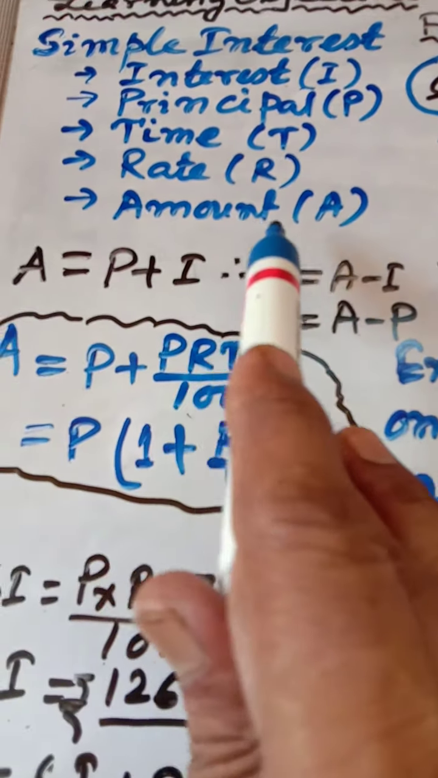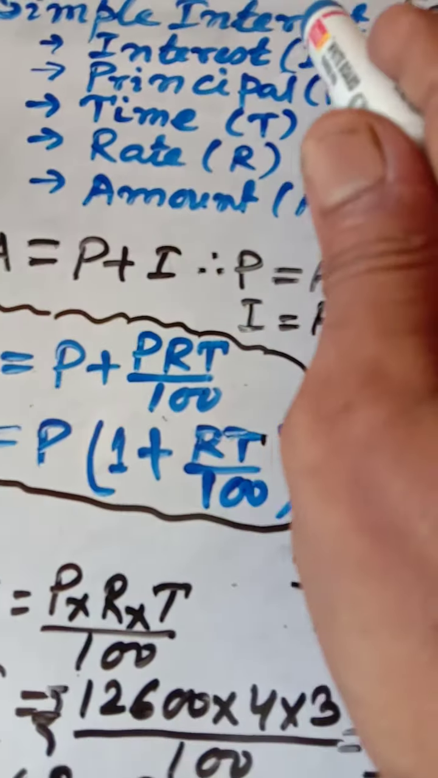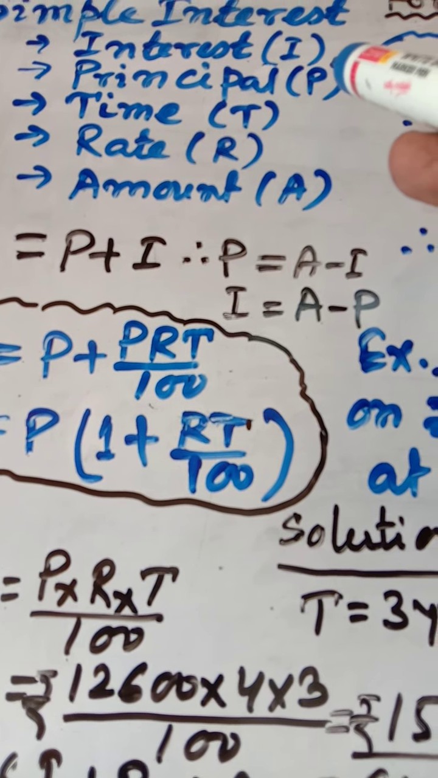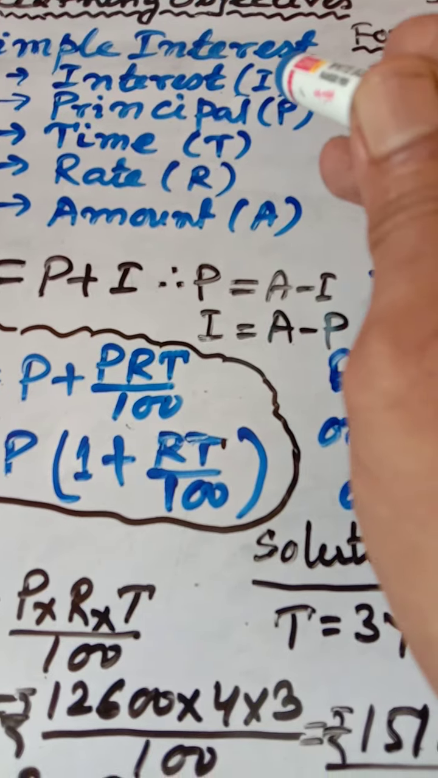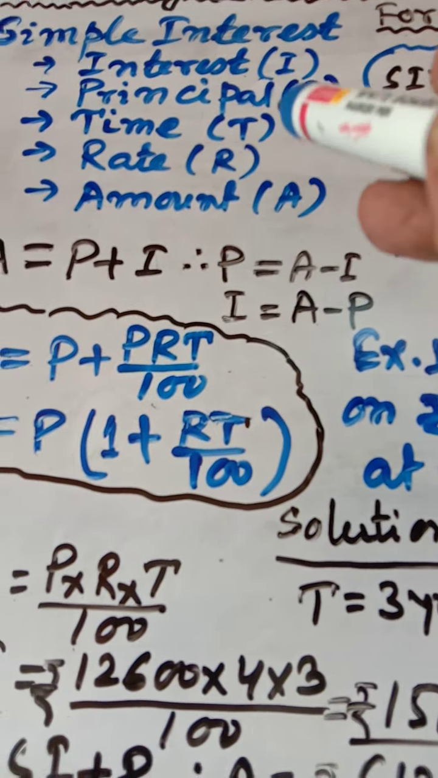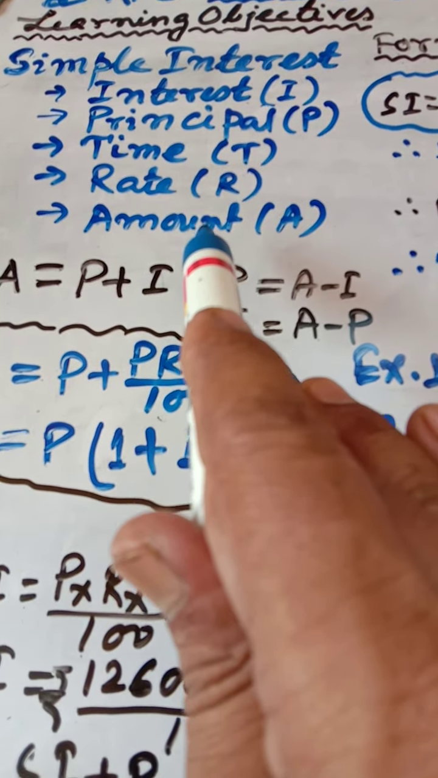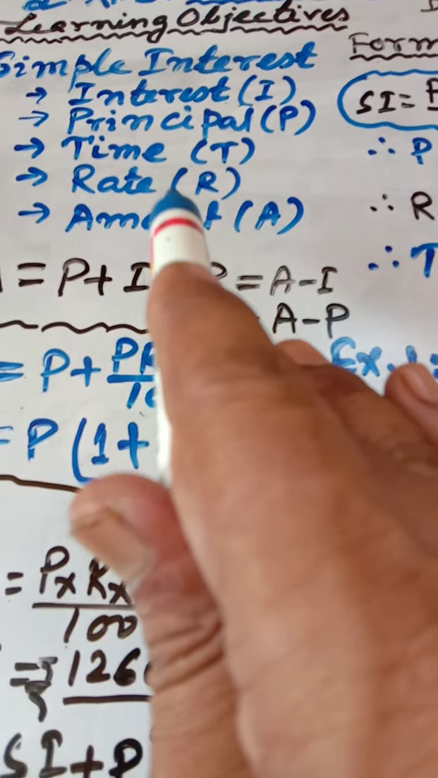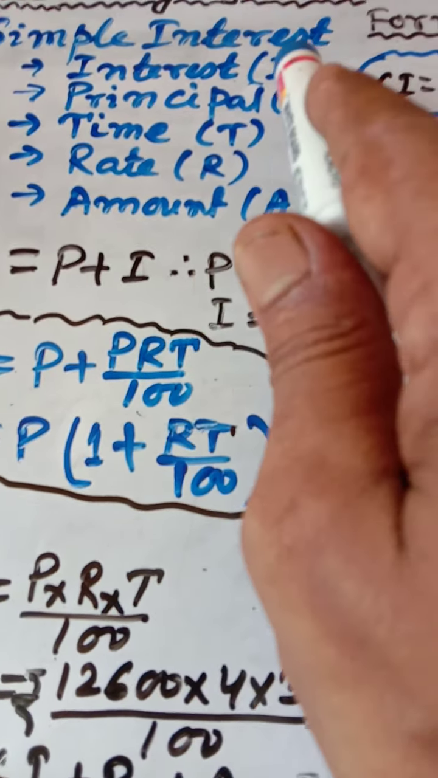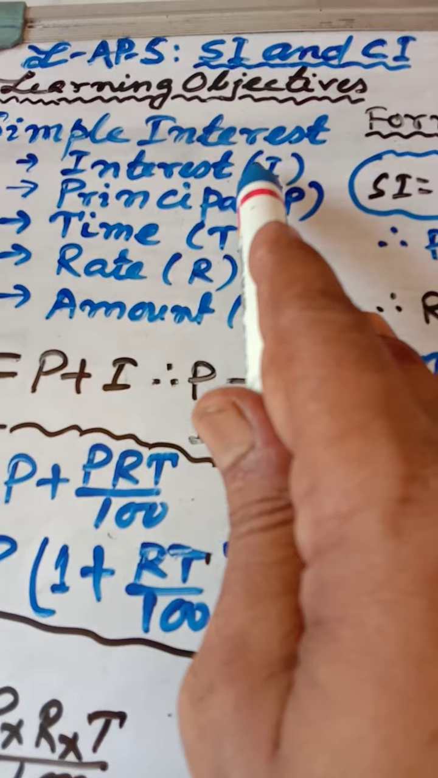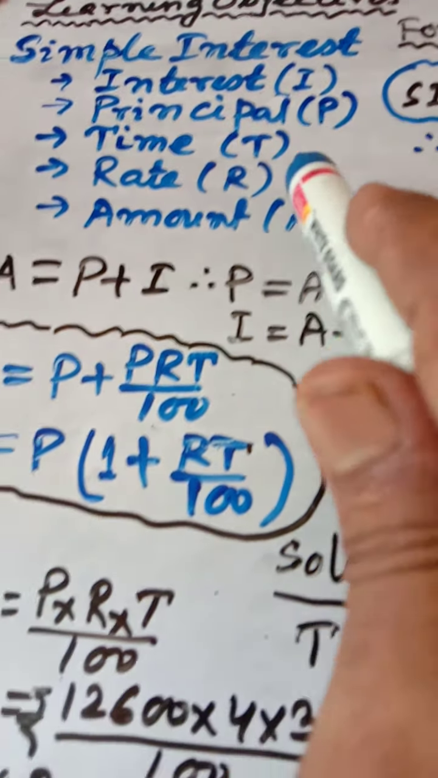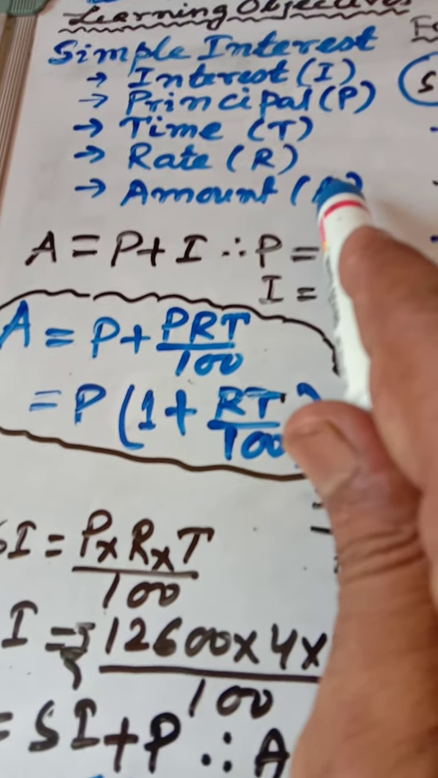So amount means these two, interest plus principal, P and I together, it will become amount. So you are investing some money, after 1 year your amount will be a little more. There the extra amount will be the interest part added to your principal. These two together is called amount.